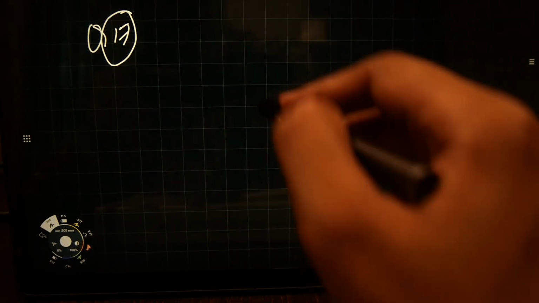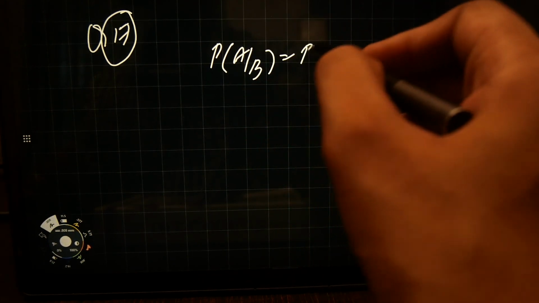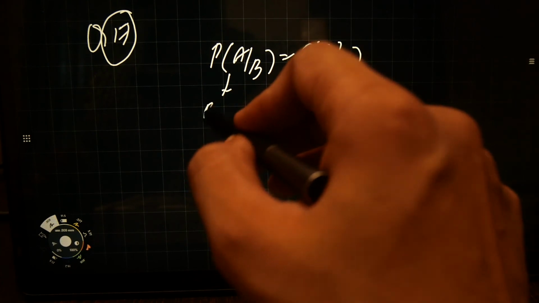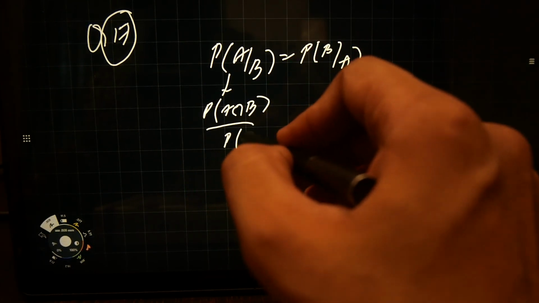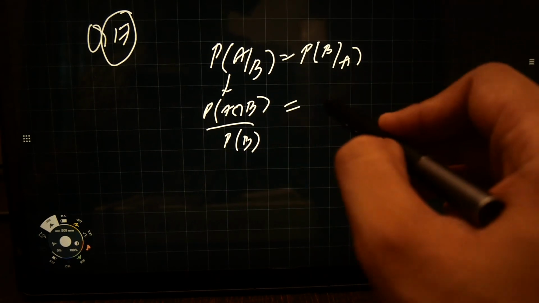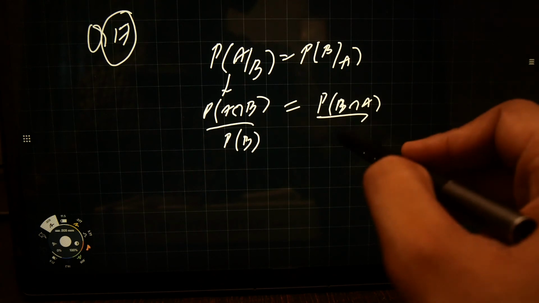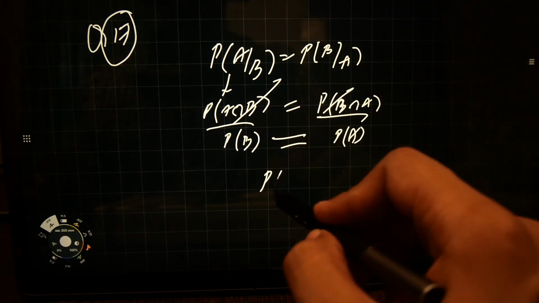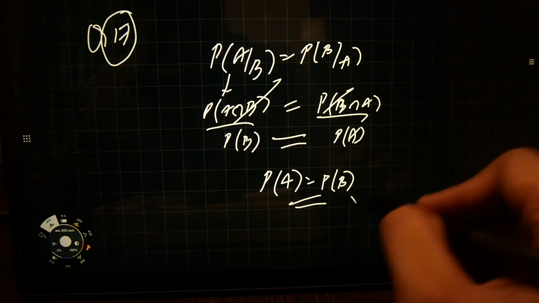In question 17, P of A given B is equal to P of B given A. What is P of A given B? It will be P of A intersection B divided by P of B. Here this will be P of B intersection A divided by P of A. So the numerator is anyway the same, which means P of A is equal to P of B. Solved.